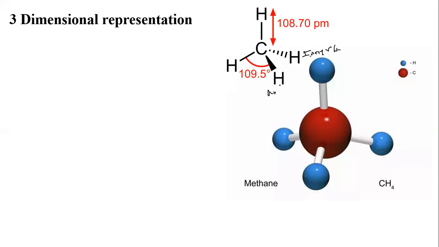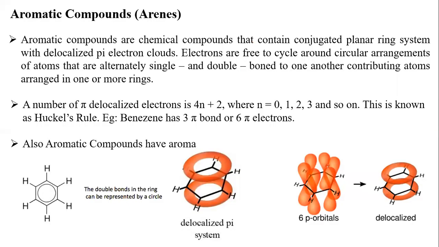Inner wedge is called the outer wedge. So these are the three-dimensional representation of our organic compound. This is methane, our three-dimensional representation of an organic compound. And coming to the aromatic compounds, these are the representation.